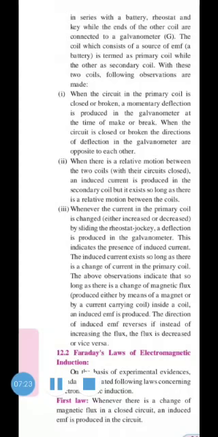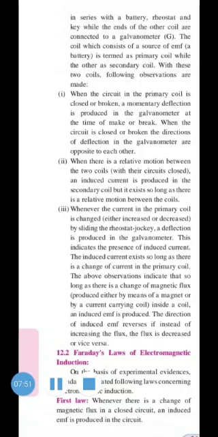Now whenever the current in the primary coil is changed by sliding the rheostat jockey, a deflection is produced in the galvanometer. Therefore, by changing the current in the primary coil using the rheostat jockey, the deflection in the galvanometer can be changed, and this indicates the presence of induced current.